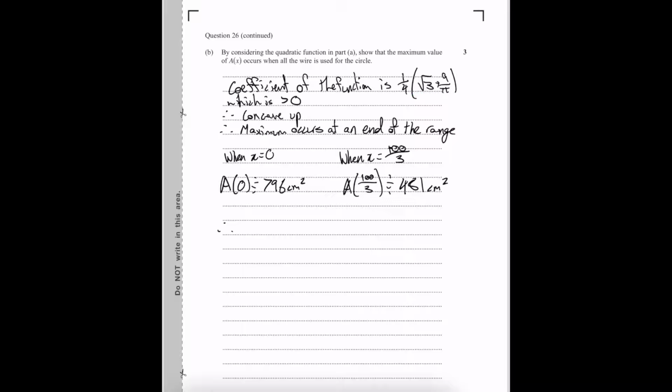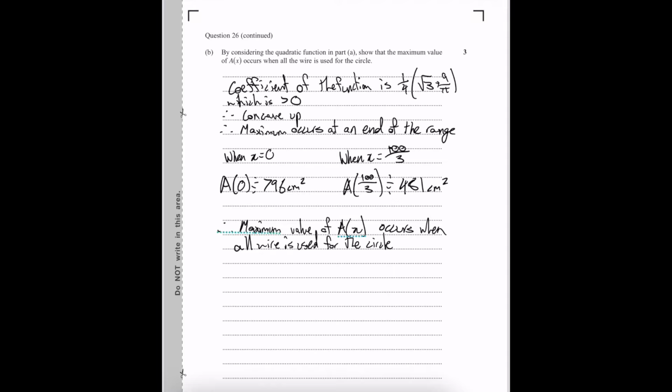Therefore, the maximum value of A(x) occurs when all the wire is used for the circle.